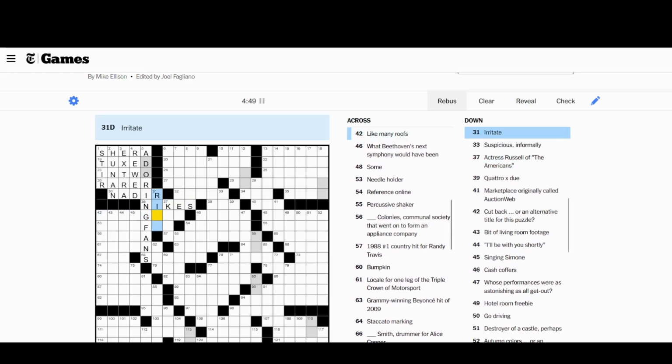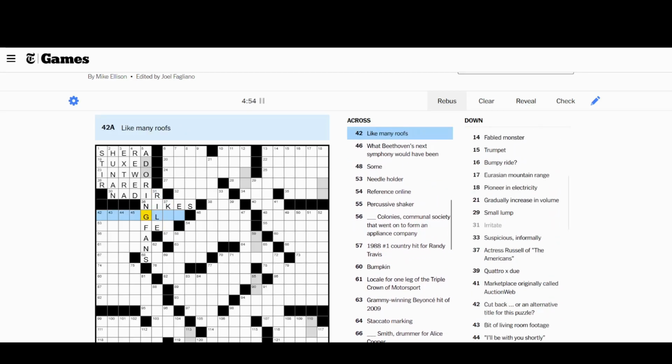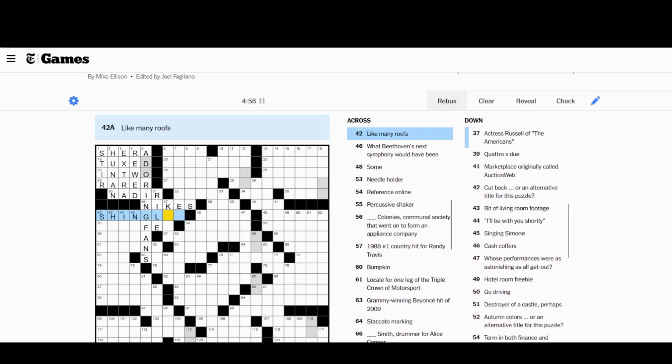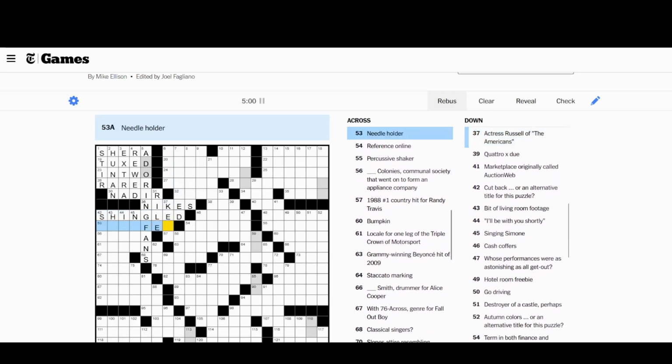Russell. I'm not sure if I know this. I'm very bad when it comes to actor names. Like many roofs, probably going to be shingled. Is Kerry? Kerry, is that a name? I mean, it's a name, but is that this person's name? Who knows? Needle holder. No clue.